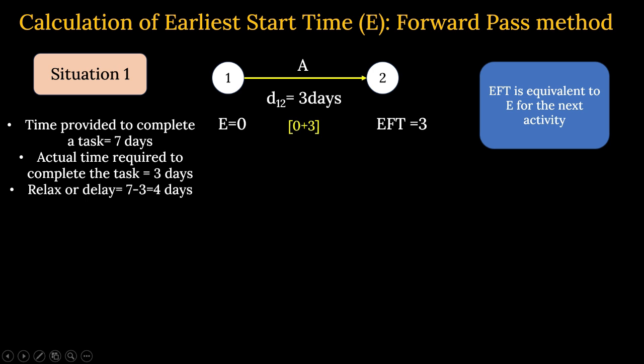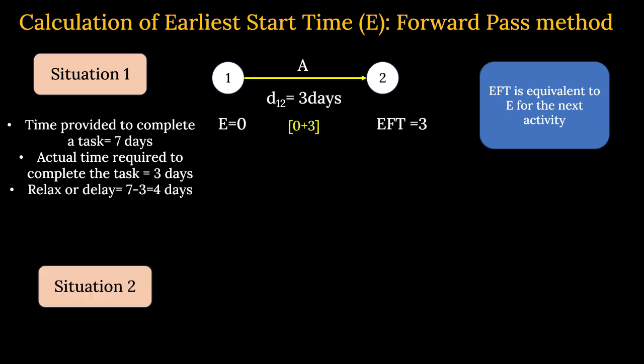Is that clear? If you can complete the task on the 3rd day, then only the next activity will start. Otherwise, it cannot start. So the 3rd day will be the early start day for the next activity. That means if there is a second activity, activity B, it can start on the 3rd day only, not before that. Activity A will finish at its earliest finish time, and B can start on the 3rd day only. You got my point? It is known as the forward pass method.